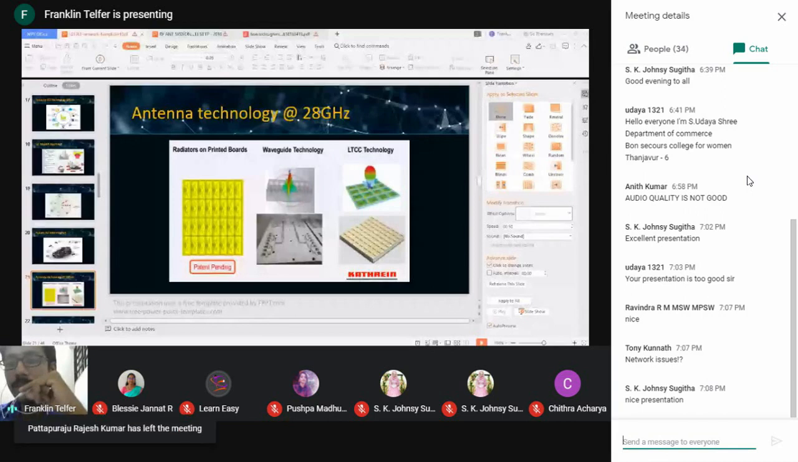So here you can see some sample antennas. You can see the horizontal and vertical directions, 4 by 4, 20 by 20, or 60 by 60. It's your point how many antennas you have to place here.